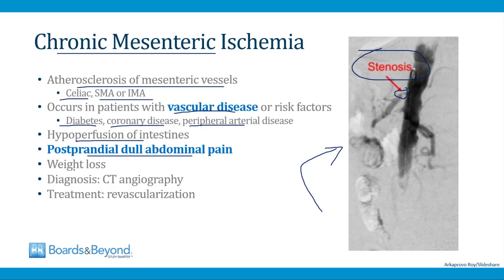And because of the postprandial abdominal pain, patients often eat less and they don't absorb nutrients as well, so weight loss is very common. This can also be diagnosed by CT angiography, although other forms of angiography can also be used. And the treatment is with revascularization. There are stent procedures, just like we use for the coronary vessels in the heart, that can be used to improve blood flow to the intestines.